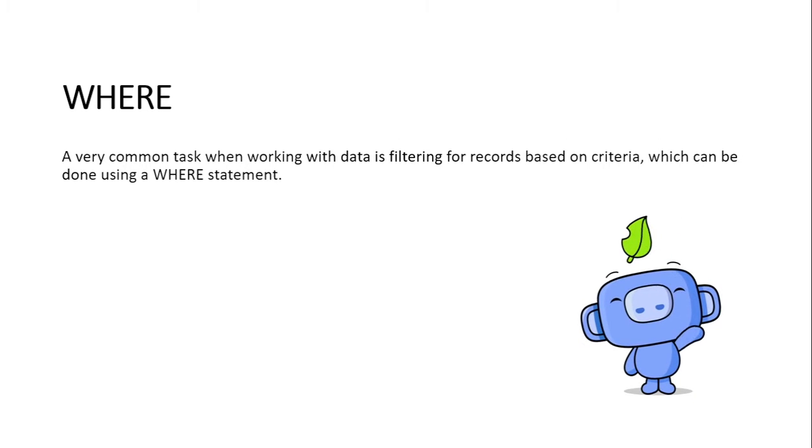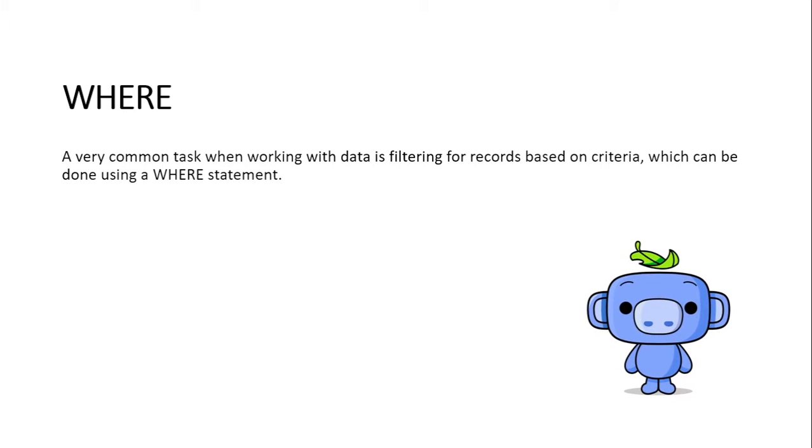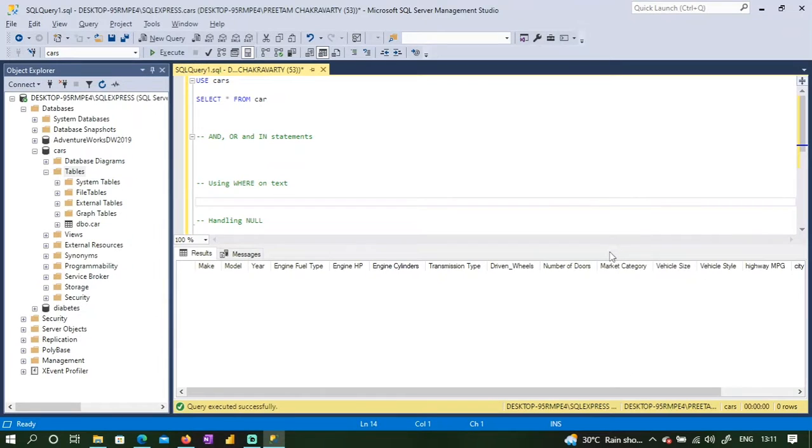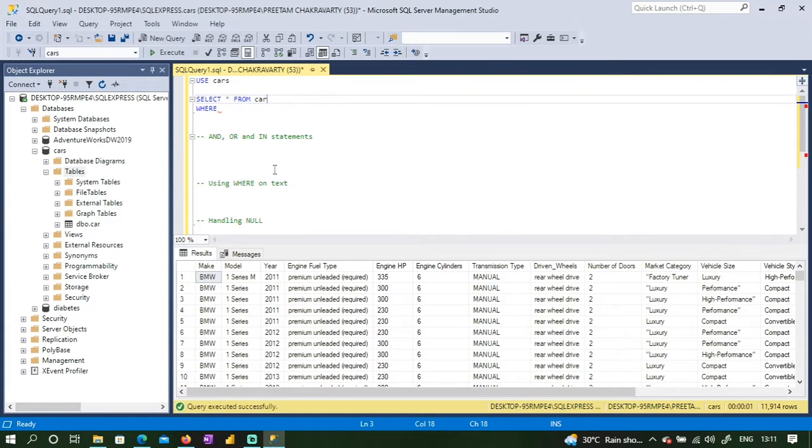So let's open Management Studio and see how we can write the where statement and how to use it to filter our data set. I have opened Management Studio and I'll show you how to use the where statement. First of all, let me select this and execute this query, which is select everything from car, and we have everything from the car table. Now suppose I want the year to be 2012.